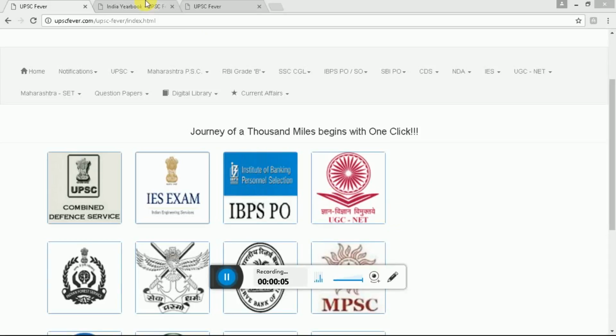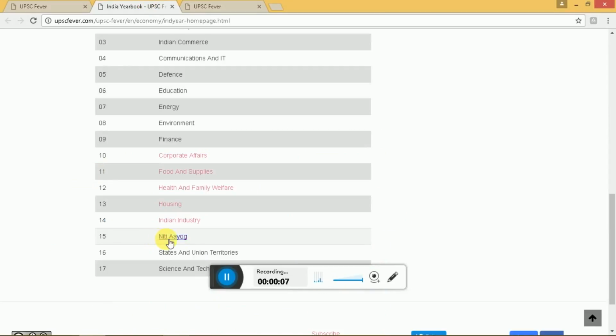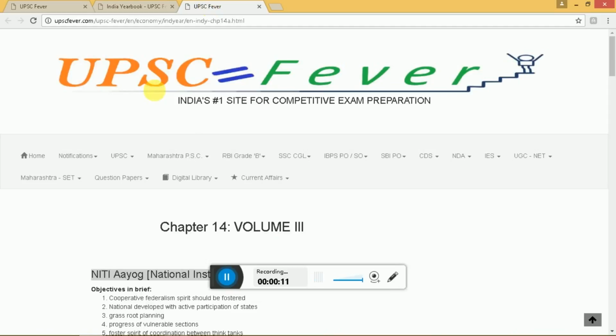Today we are going to start with chapter number 15, which is on NITI Aayog, which is this one. So the National Institution for Transforming India, NITI, replaced the Planning Commission and now is the foremost planning institute of India.